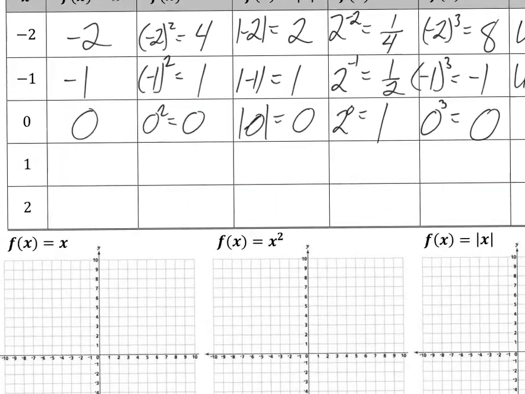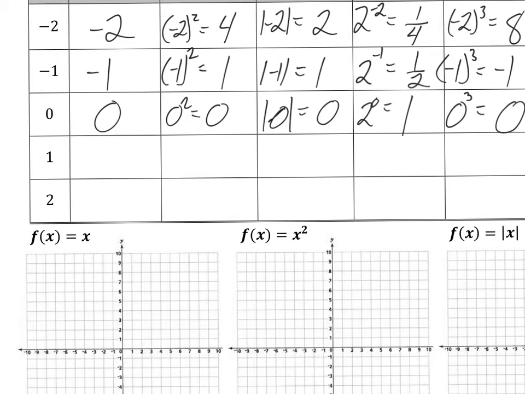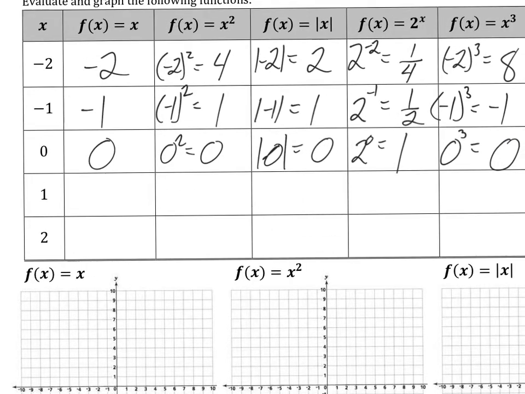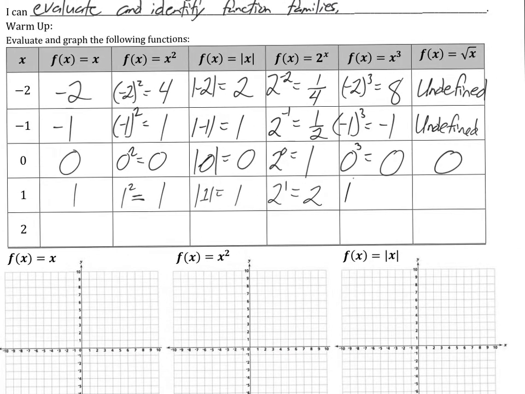Okay. The next one, again, this is still the same number, so this is still just a 1. 1 squared is 1. Absolute value of 1 is 1. 2 to the 1st is 2. 1 to the 3rd power is 1. Square root of 1 is 1.